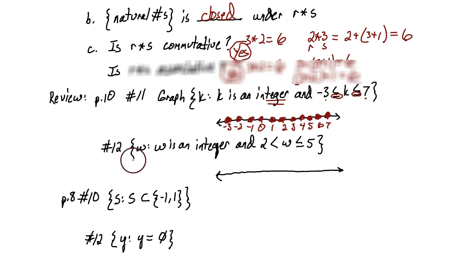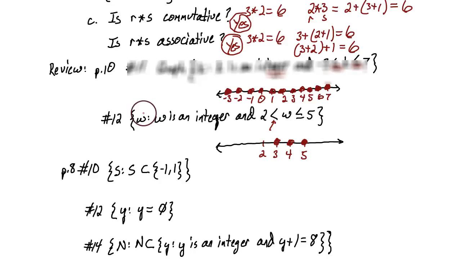Number 12, let's graph the set of numbers w such that w is an integer and it's between 2 and 5. Here's 2, 3, 4, and 5. We don't want a dot on 2 because it doesn't have the equal to 2 symbol. We can have a dot on 3, and on 4, and on 5.